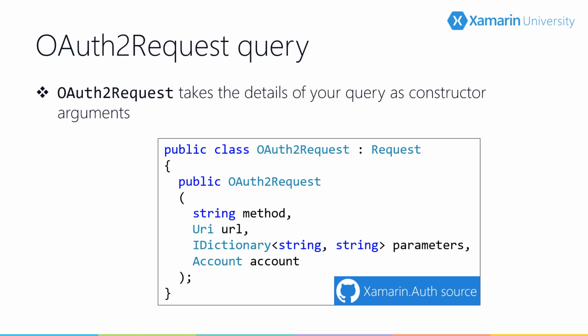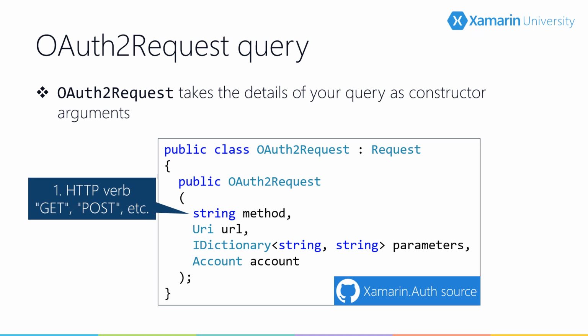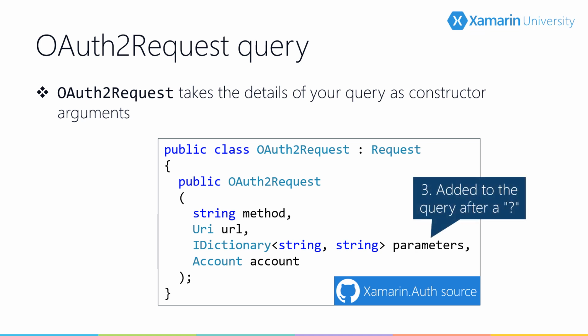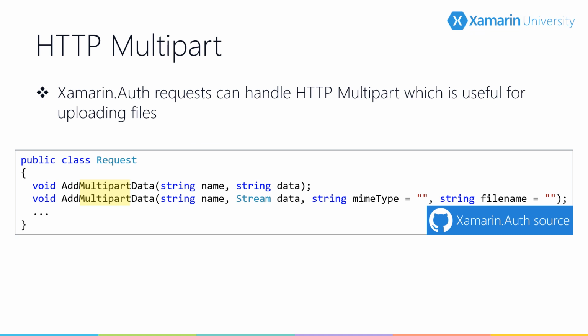Now, OAuth2 request accepts and encapsulates the details of your query. The method parameter accepts the HTTP verb as a string, and the URL parameter needs to be a server address such as a URI. And you can include additional query parameters passed in as a dictionary of strings, and these will be added to the end of the query. And XamarinAuth requests can handle HTTP multi-part requests, and this is often useful when uploading files.